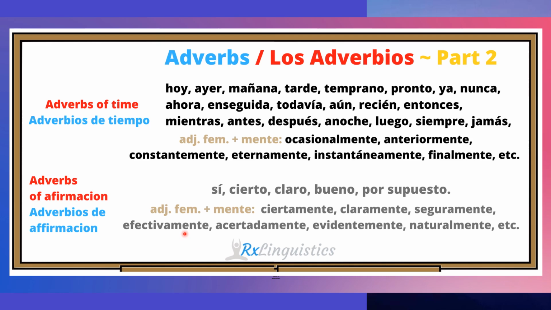Okay, these are adverbs of affirmation. The affirmation is supposed to be on top, but it's los adverbios de afirmación. Somebody asks you a question and you want to answer positively, then you say sí, which is yes, cierto, which is certain, claro, which is clear, and bueno, which is good, and por supuesto, which is of course.